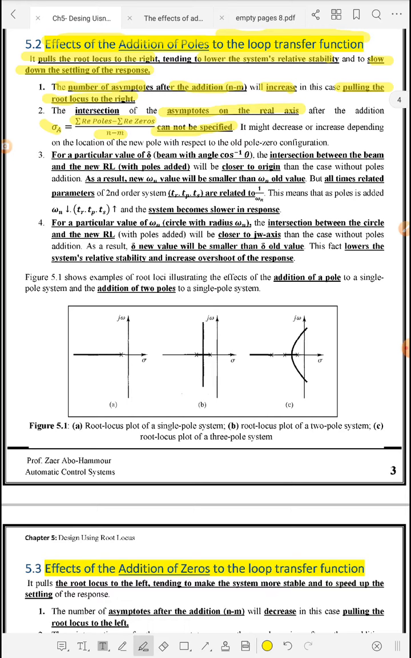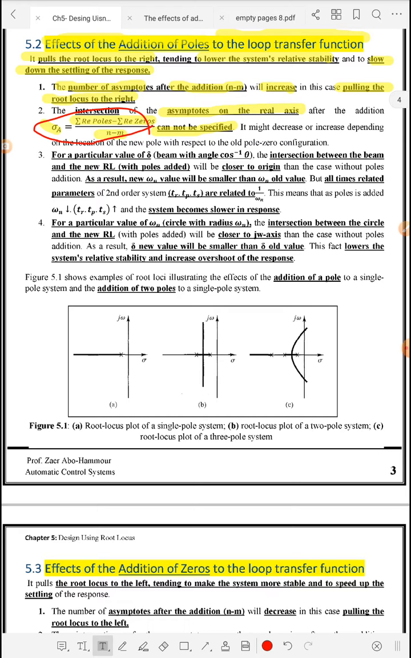So there is a simultaneous change in the numerator and denominator of this equation, and since numerator and denominator are changing simultaneously, we cannot specify whether sigma a will be shifted to the right or to the left.